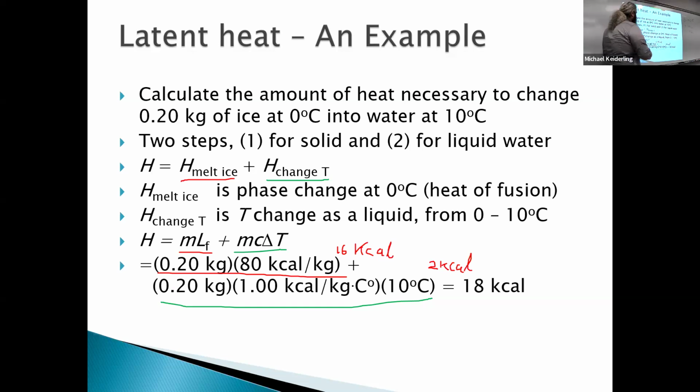0.2 kilograms times 80 kilocalories per kilogram, that's 16 kilocalories, plus 0.2 kilograms times 1 kilocalorie per kilogram degree Celsius times 10 degrees Celsius, that's 2 kilocalories. So the total is 18 kilocalories. And most of it came from melting the ice.